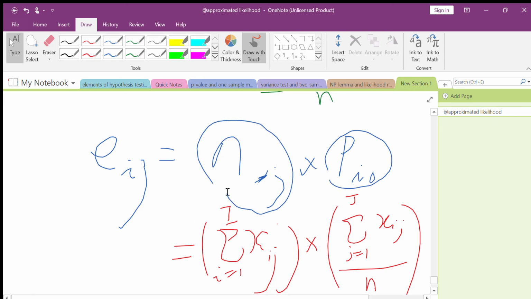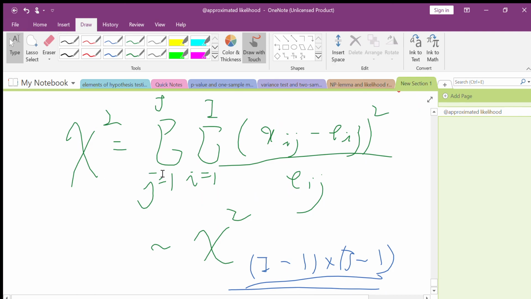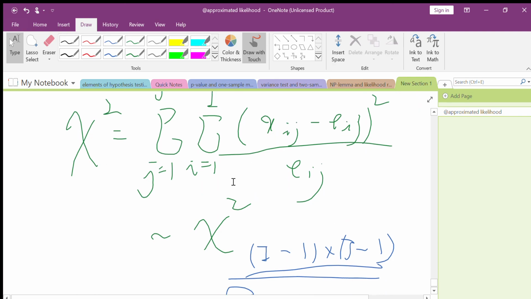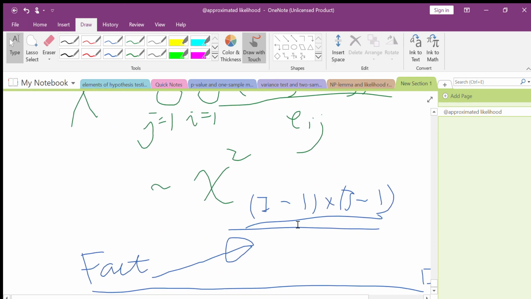So we plug in, and then we get the chi-square test statistic in this format. This degree of freedom is also the same as in the independence test, and this also needs mathematical proof, but just keep it in mind and accept it as fact.